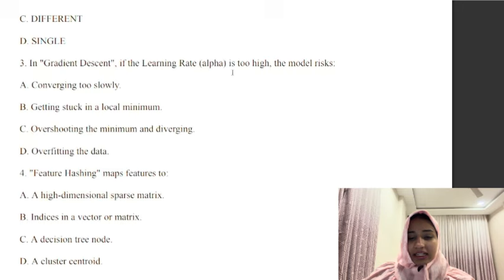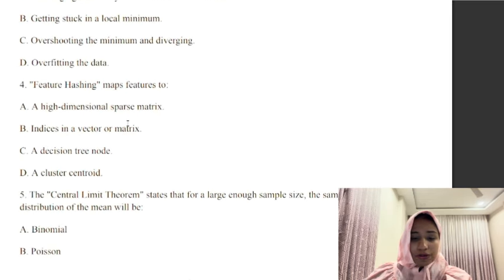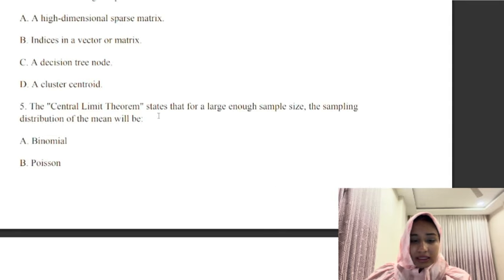In a gradient descent, if learning rate alpha is too high, the model risks. So the answer is C, overshooting the minimum and diverging. Question number 4, feature hashing maps feature to. So the answer is B, indices in a vector or matrix.